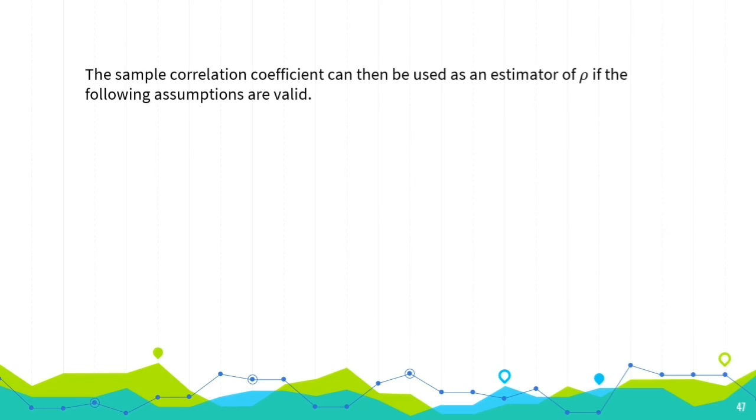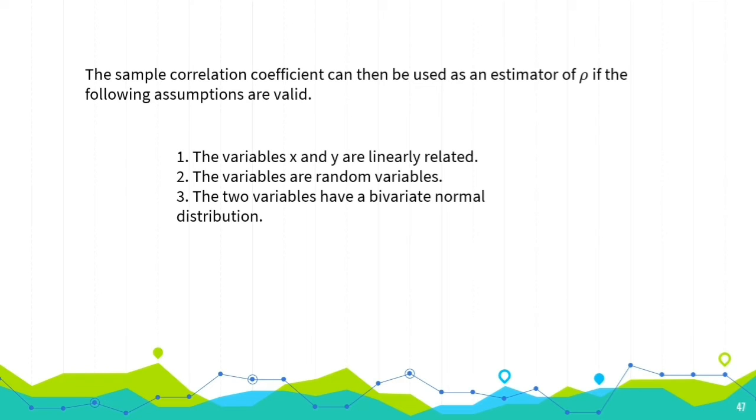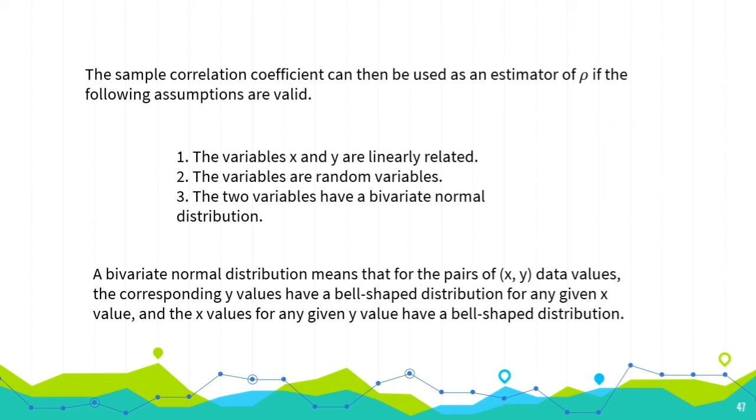The sample correlation coefficient can then be used as an estimator of ρ if the following assumptions are valid. First, the variables x and y are linearly related. Next, the variables are random variables. And third, the two variables have a bivariate normal distribution. A bivariate normal distribution means that for the pairs of x and y data values, the corresponding y values have a bell-shaped distribution for any given x value, and the x values for any given y value have a bell-shaped distribution.